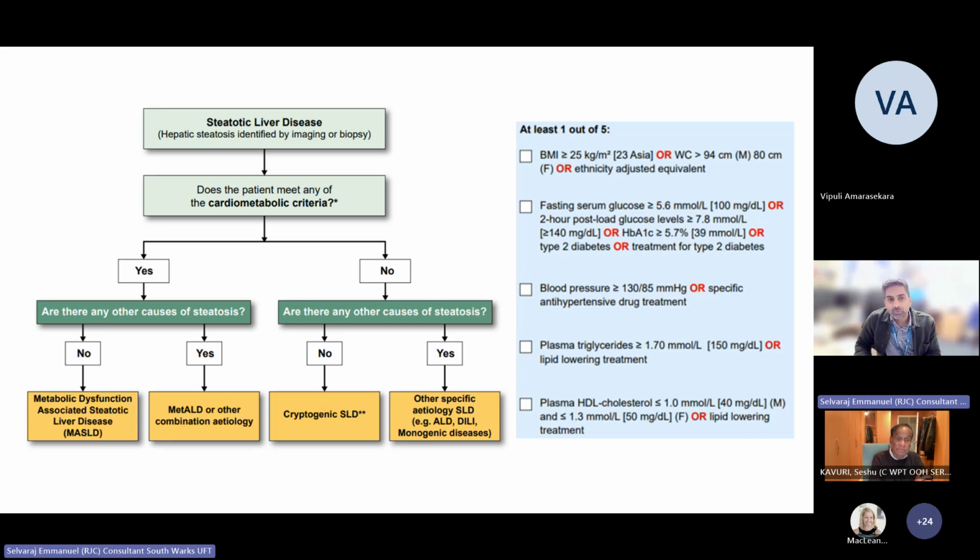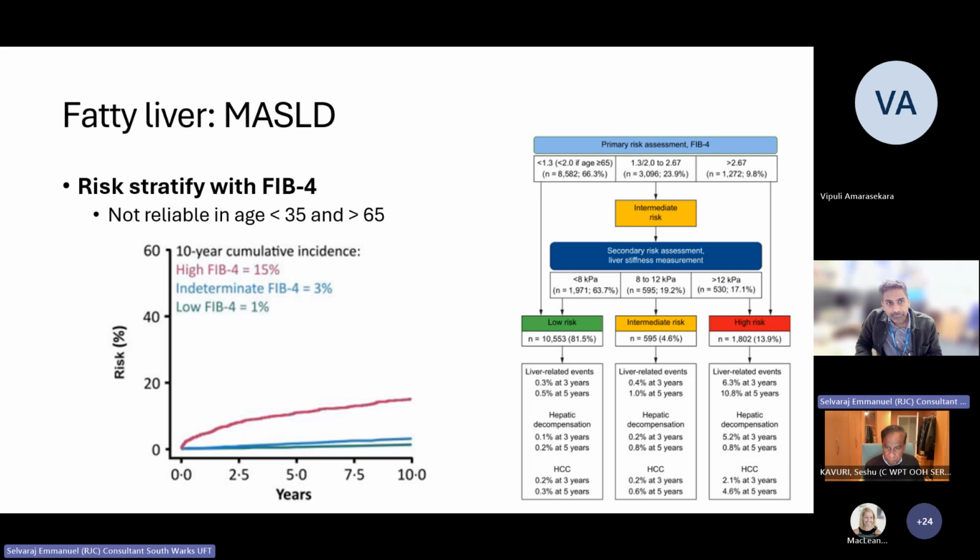And the next thing is to work out what is driving their steatosis. Is it purely a metabolic cause, alcohol, or a combination of the two, or sometimes some other causes? Certainly, certain drugs can do that, particularly if they've been on antipsychotic medications for a long time. That can cause fatty liver too. So it's worth going through some of those causes when you have the time.